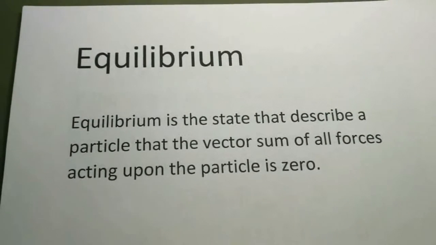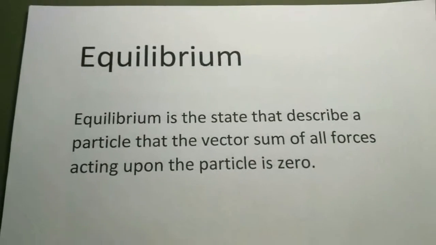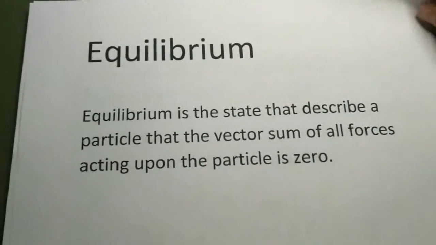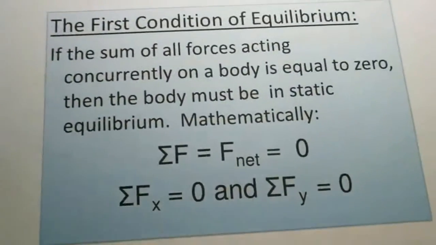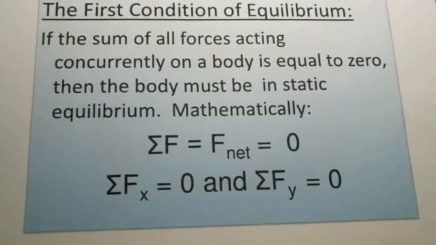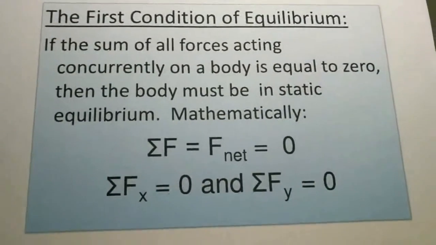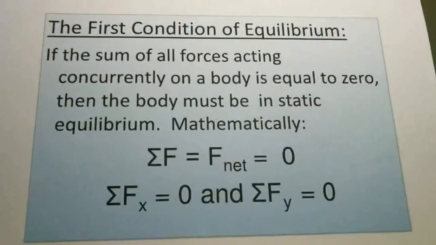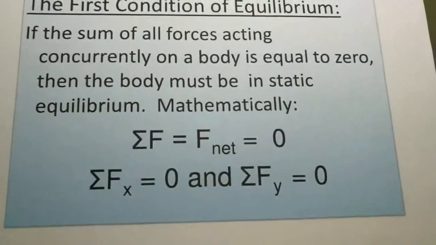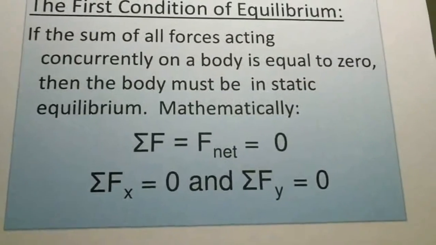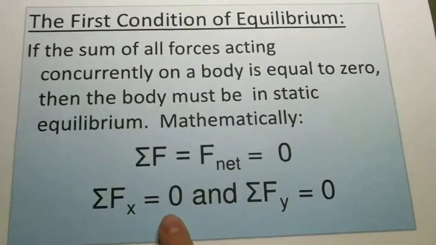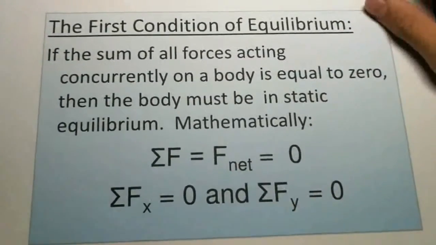Equilibrium is the state that describes a particle where the vector sum of all forces acting upon the particle is zero. The first condition of equilibrium: if the sum of all forces acting concurrently on a body is equal to zero, then the body must be in static equilibrium. Mathematically, Sigma F equal to F net equal to 0. Sigma Fx equal to 0. Sigma Fy equal to 0.